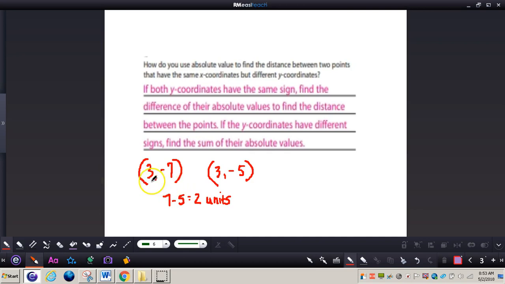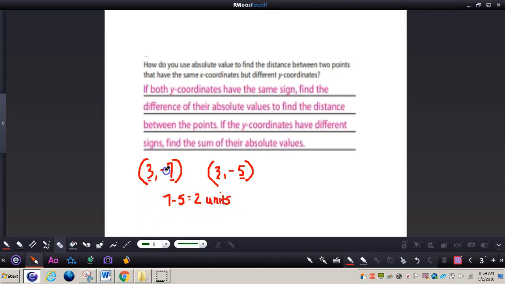So you can see the example here. I have the same x coordinate, 3. Remember, the x coordinate is the first number in the ordered pair, y coordinate is the second number. So the same x coordinate. So because of that, I take a look at my y coordinate. Now both of them have the same sign. In other words, both of them are negative numbers. So what I do is I find the difference between these two because they both are negative numbers here. So I have -7, -5. I find the difference. Difference means subtraction. I take 7 minus 5, and that gives me 2 units away from each other.